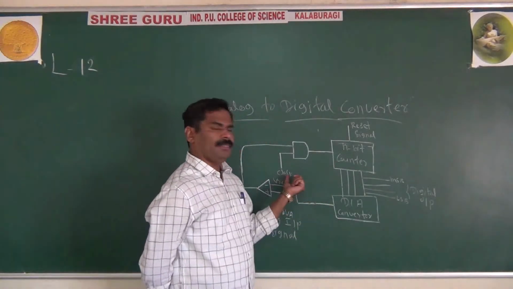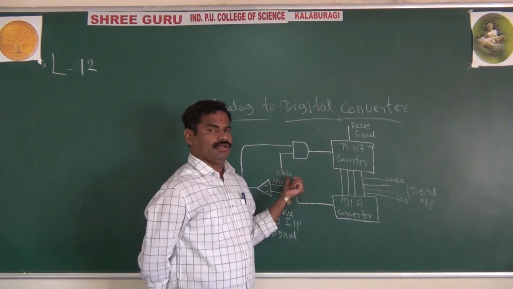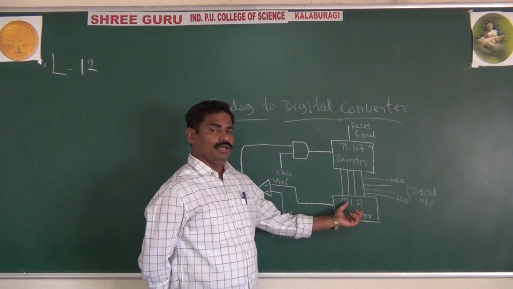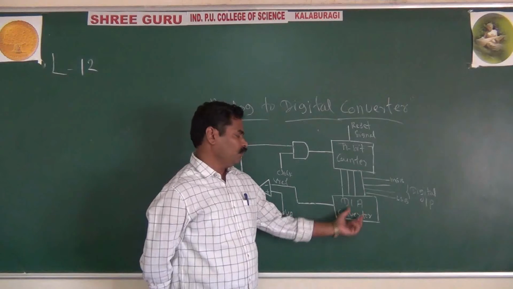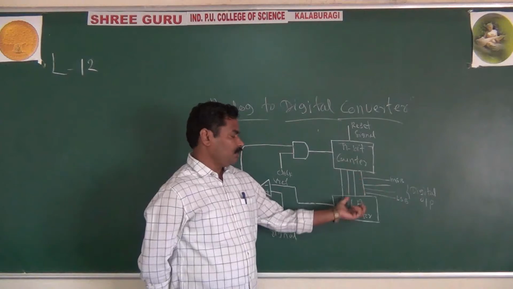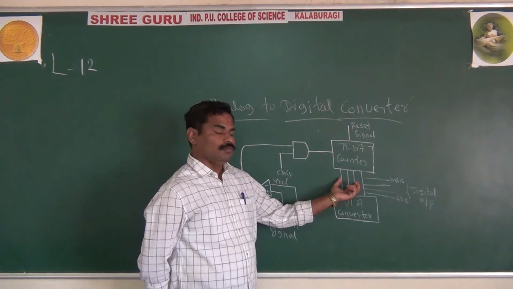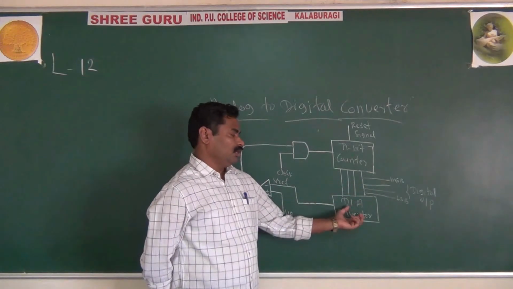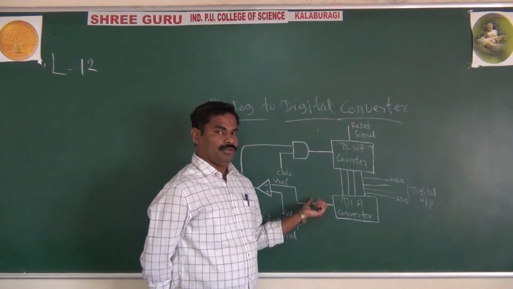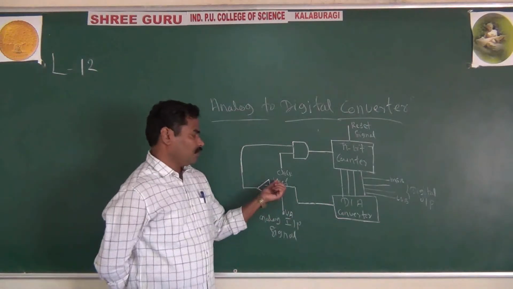And as usual, we know the clock is nothing but a square wave signal. As you know already about the construction and working of the D2A converter, whatever output the counter gives, in digital form, acts as the input for the D2A converter. The D2A converter converts the digital input to an analog output, and this analog output is given to the comparator.